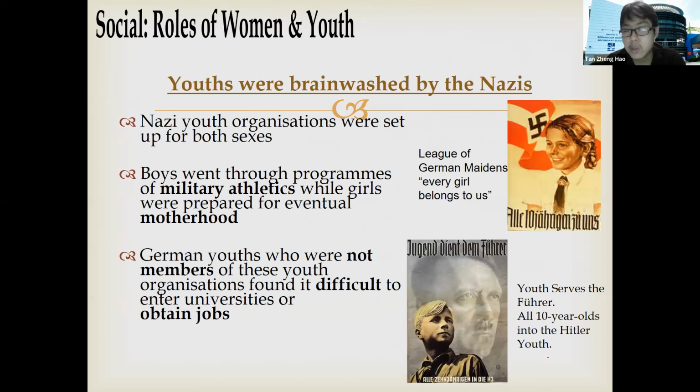German youth who were not members of these groups often found it difficult to enter university or obtain jobs. So, for example, it is like every young German having to join a CCA to get CCA points, to get a good school, to get a good job. Next time, if you don't join, you will be disadvantaged. So, being the practical people that they are, most people would join so that they could at least get a good future. And when many of them joined, they started to really believe some of the things that these organizations told them. And when they went into adulthood, they continued to pass on this message to others.